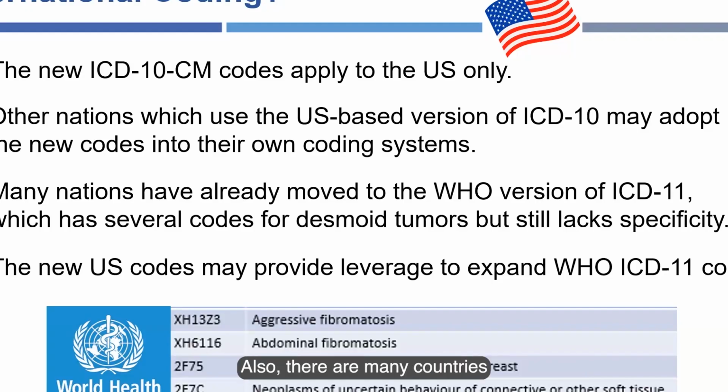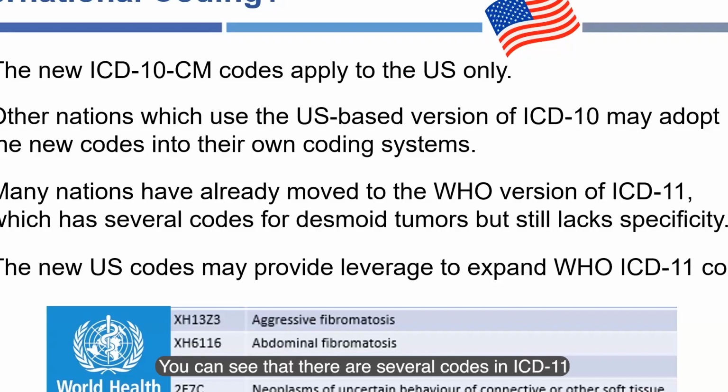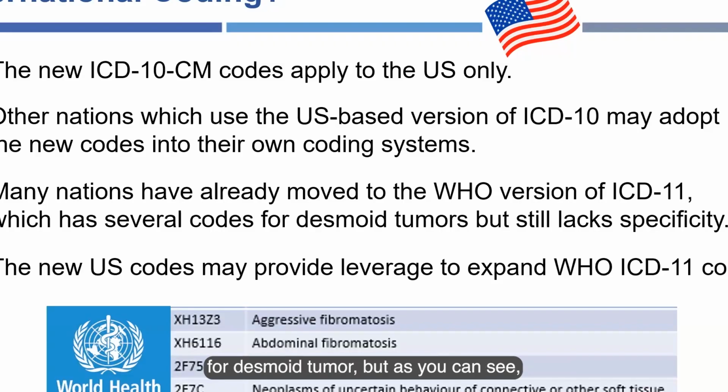Also, there are many countries that are already using the international WHO version, ICD-11. The US is behind the rest of the world in that. You can see that there are several codes in ICD-11 for desmoid tumor, but those codes still lack the specificity that the US now has or will have. So it is possible that the new desmoid tumor codes in the US can provide some leverage to expand the ICD-11 international version.